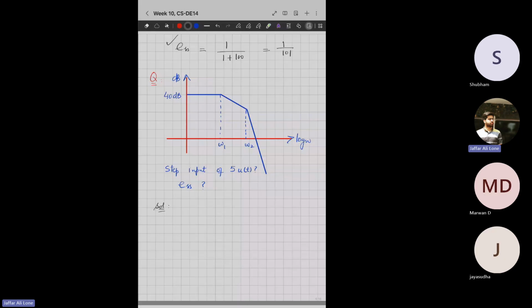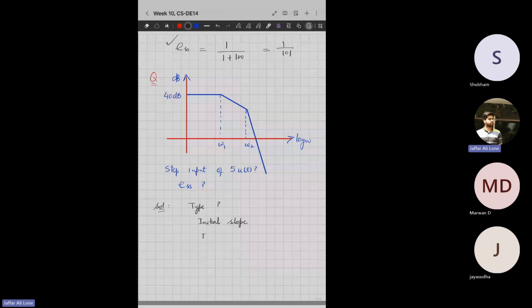Well, okay, let's solve it step by step. What is the type of the system? Can anybody tell me what's the type of the system? I'll give you a hint: type is given by the initial slope.